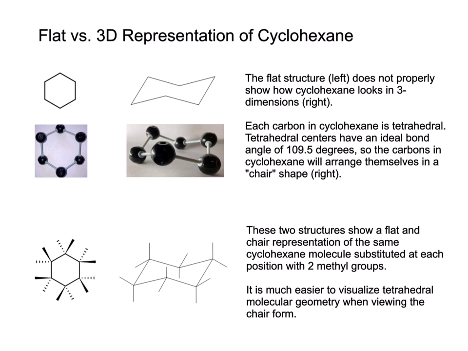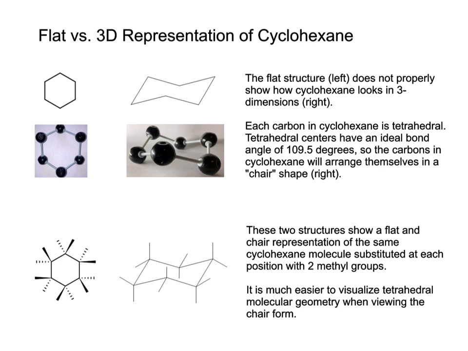On these structures on the bottom left, I have added two methyl groups to each of the carbons in the cyclohexane molecule. Normally, textbooks will just draw in the hydrogens. However, I think hydrogens get in the way when drawing this because you need to write H in each of the positions. So I just chose to use methyl groups because I can just draw a single line to represent them. Anyway, these two structures show a flat and chair representation of the same cyclohexane molecule substituted at each position with those two methyl groups.